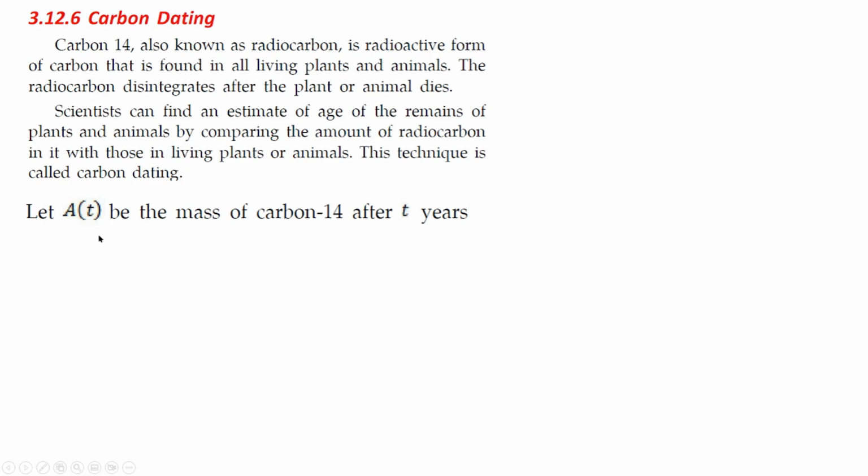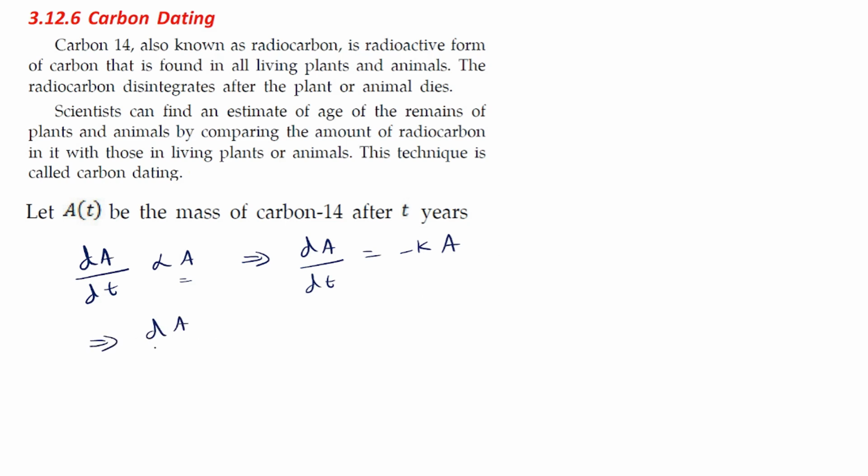So let A of t be the mass of carbon 14 after t years. Then we have dA by dt is proportional to A. Now here we can see that the mass disintegrates or decays. So it is a decay model. As a result, we have the constant of proportionality as negative. So it is dA by dt equal to minus K into A.